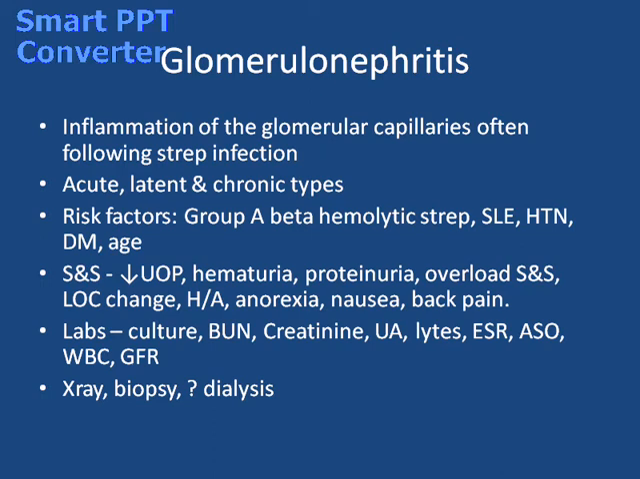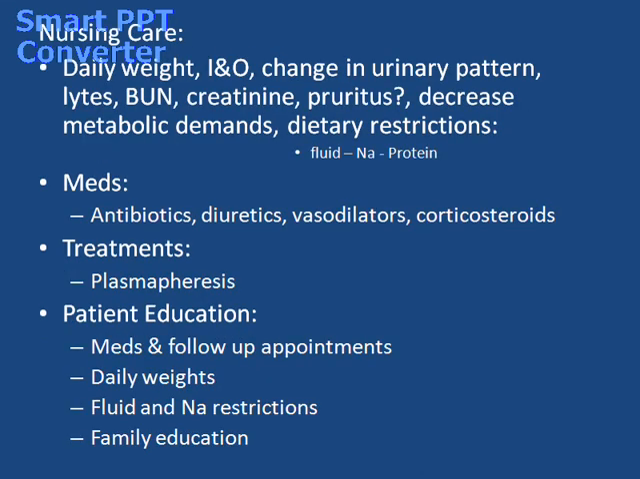Other diagnostic procedures would include a flat plate KUB, a renal biopsy to confirm or rule out the diagnosis, and in acute glomerulonephritis, dialysis could be an intervention to treat severe uremia, which would be a large amount of urea and other nitrogenous wastes found in the blood.